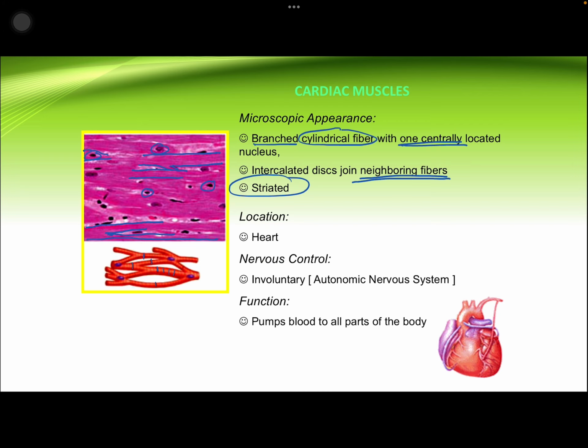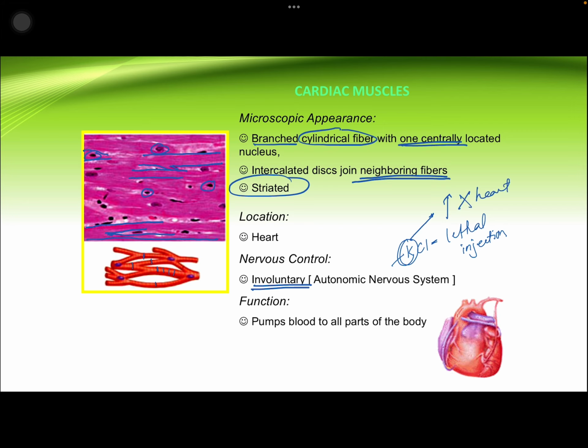Its nervous control is of course involuntary, because you cannot stop the contractility of your heart by natural means. But you can stop the beating of the heart by giving certain drugs such as your anti-contractility drugs, potassium chloride, KCl, which is the one that they use for lethal injection in death sentence. If you've heard, they inject it for lethal injection. Increased potassium will stop the heart from beating.